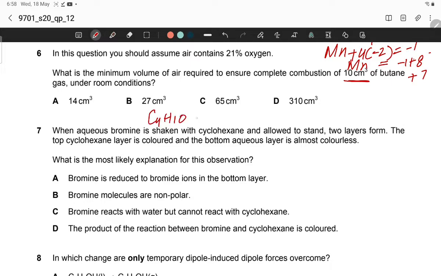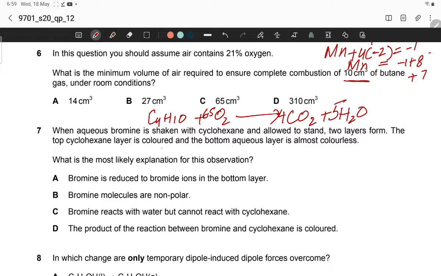C4H10 plus O2 to form CO2 plus water. So balance this reaction: 4 CO2 and 5 water, and oxygen 4 times 2 is 8 plus 5 is 13, halved is 6.5.